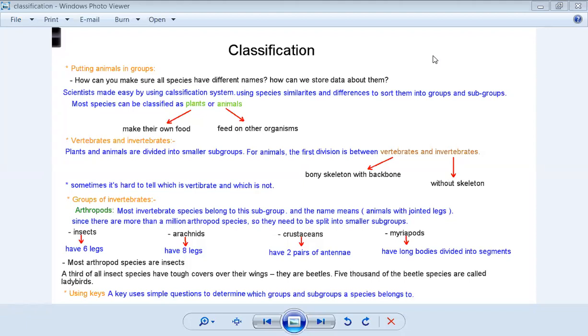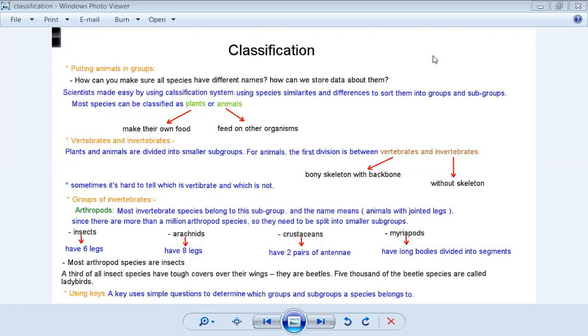Scientists made it easy by using a classification system. Actually, this classification system is used worldwide. All over the world, they are using it, using species, similarities, and differences to sort them into groups and subgroups. If I want to make groups, as I said, I need a group of boys and a group of girls. And then I need to separate the girls and make subgroups: a group of Maryams, a group of Juris. I have, for example, 2 or 3 Juris in my class. This is the Juris subgroup, and this is the Maryams subgroup. So a subgroup is a smaller group than the general one. Is it clear?